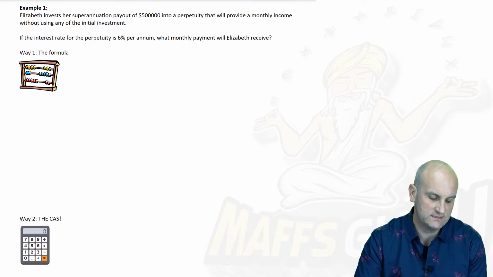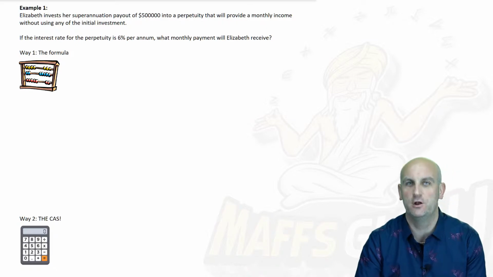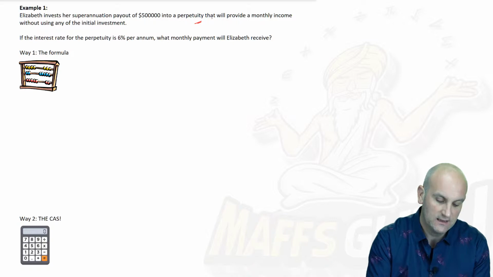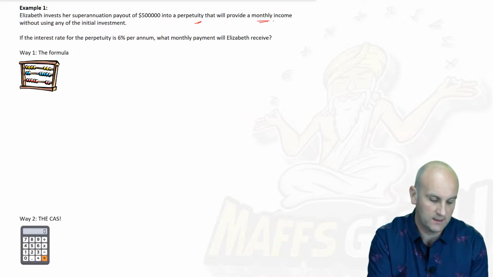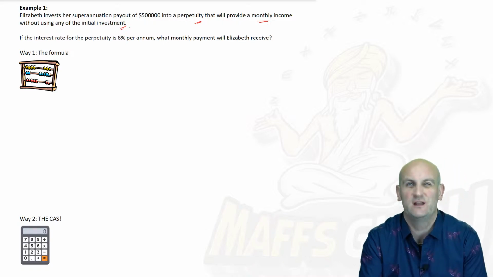So Elizabeth is investing her superannuation payout of $500,000. Sounds a lot, doesn't it? Sadly, not really. Into a perpetuity that will provide a monthly income. There you go, that was the hint. Monthly income without using any of the initial investment. What that means is she's not going to use any of her principal.